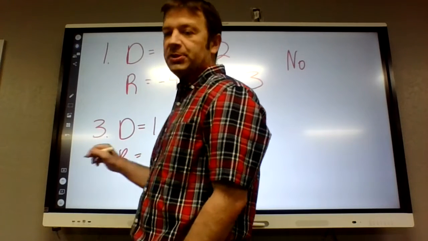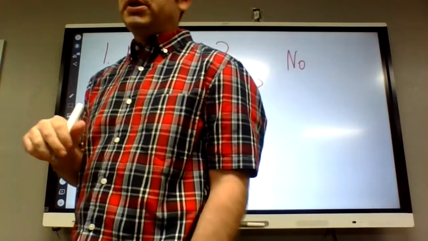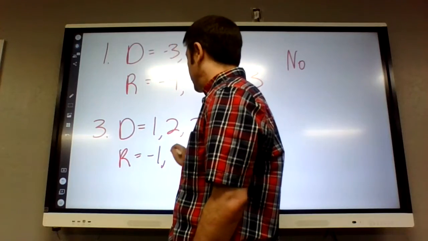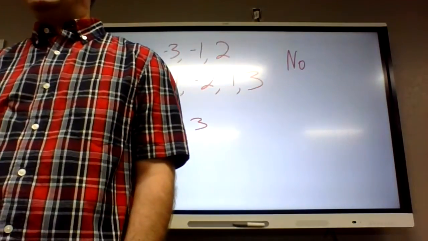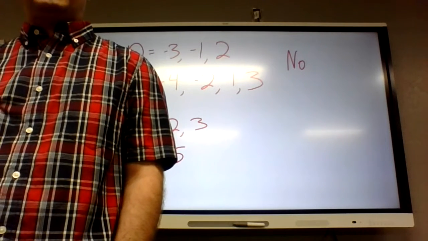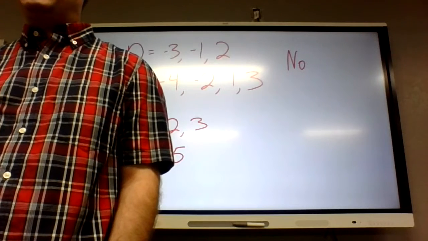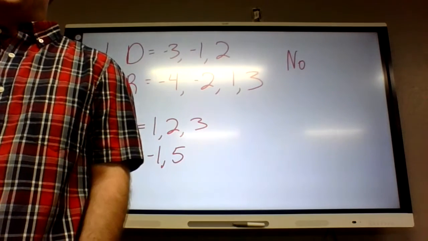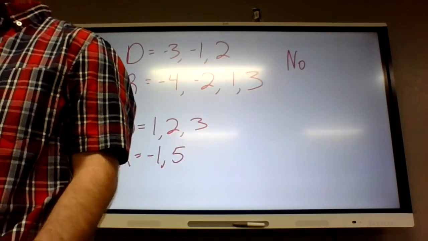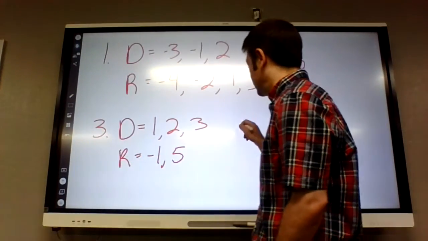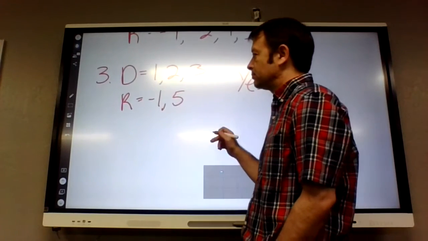What's the range on number 3? -1 and 5. Okay. All right. Pay attention. Is this a function or not? If the x values repeat themselves, it is not a function. They do not repeat. So yes, it is a function. If you said yes, you were correct.